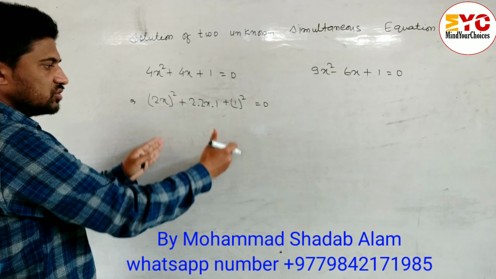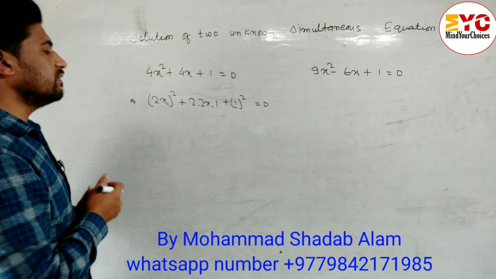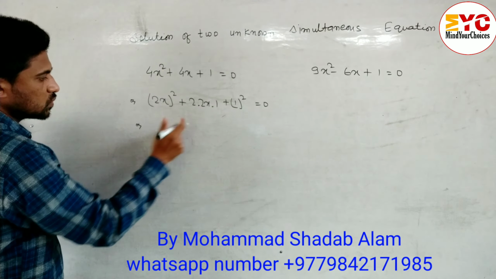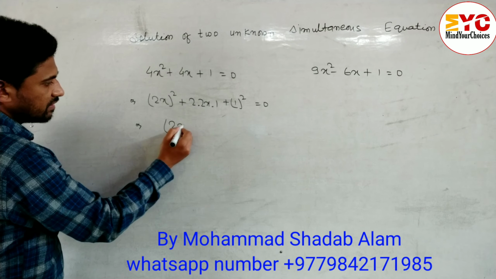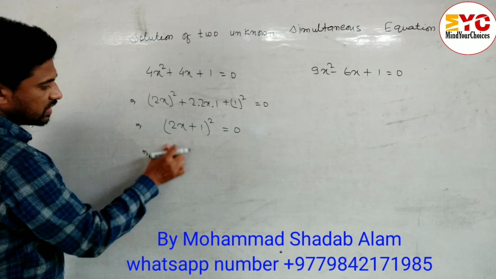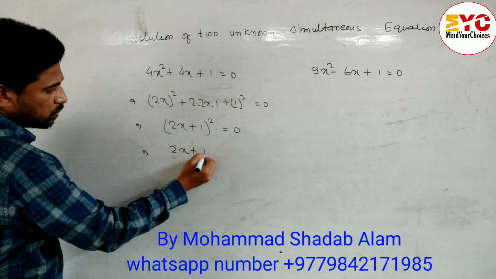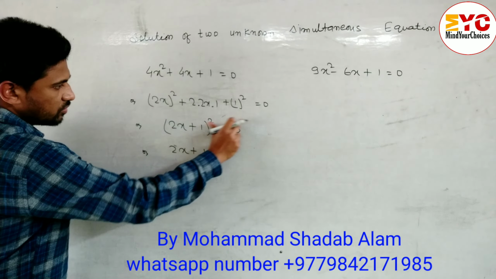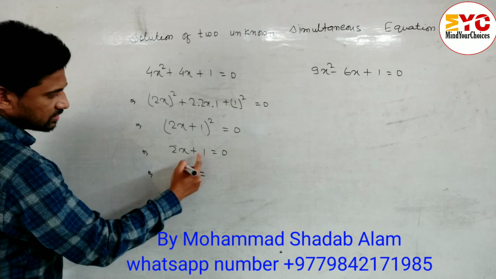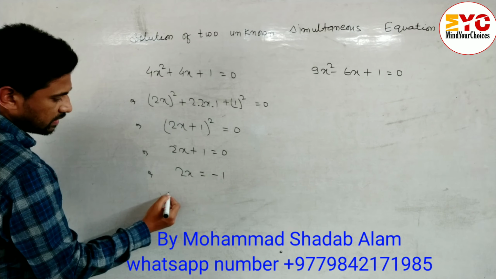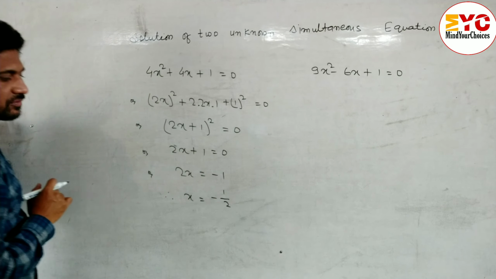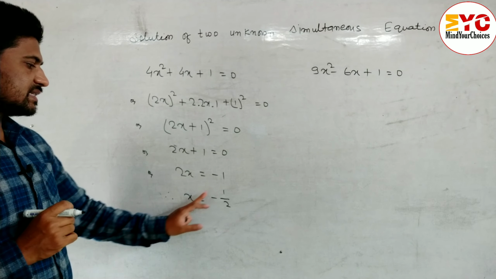This side we have done the factorization, and now we have to solve and find out the value of x. Now you can see this is in the form of a square plus 2ab plus b square, the formula of a plus b whole square. So we can write 2x plus 1 whole square is equal to 0. Or we can write 2x plus 1 is equal to 0, since the square root of 0 is 0. Or 2x is equal to minus 1, as the 1 goes to the other side. Therefore, the value of x is equal to minus 1 by 2. This is multiplication, so we have to divide here. So the value of x is equal to minus 1 by 2.